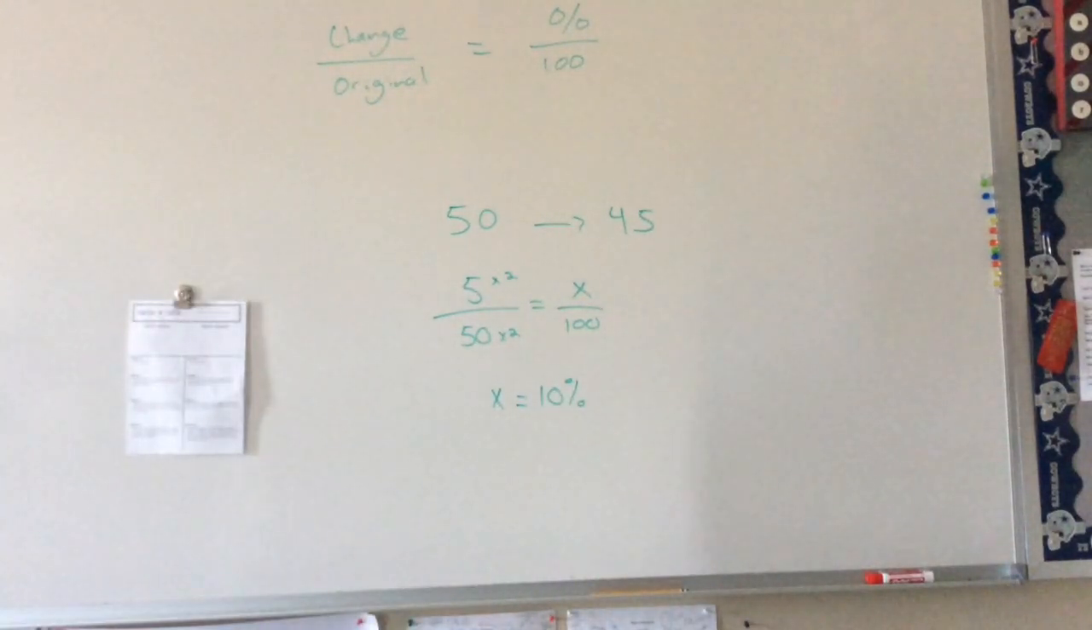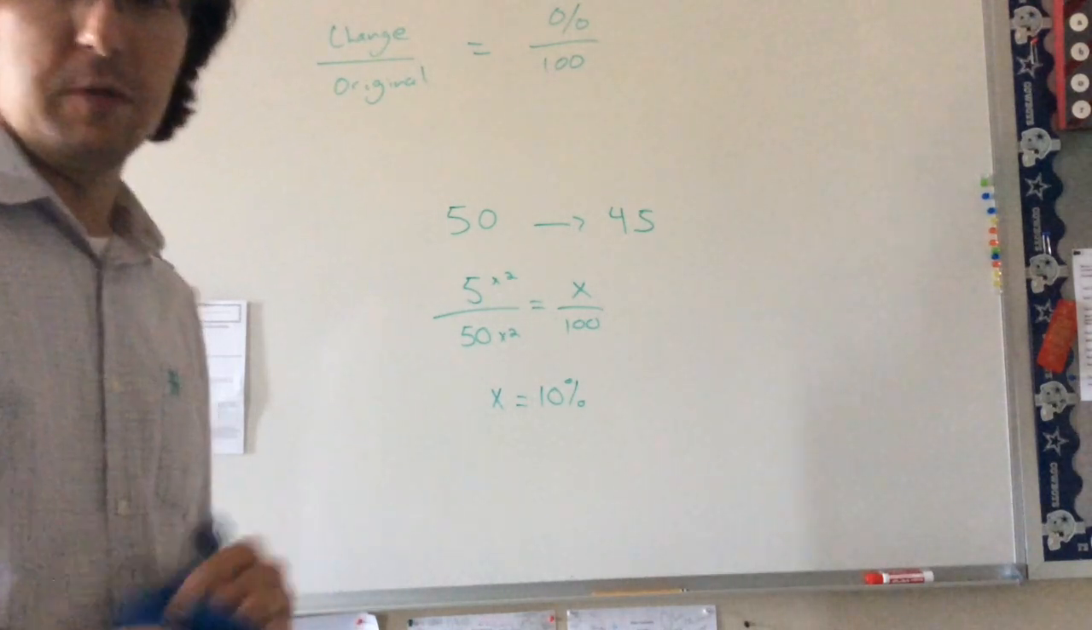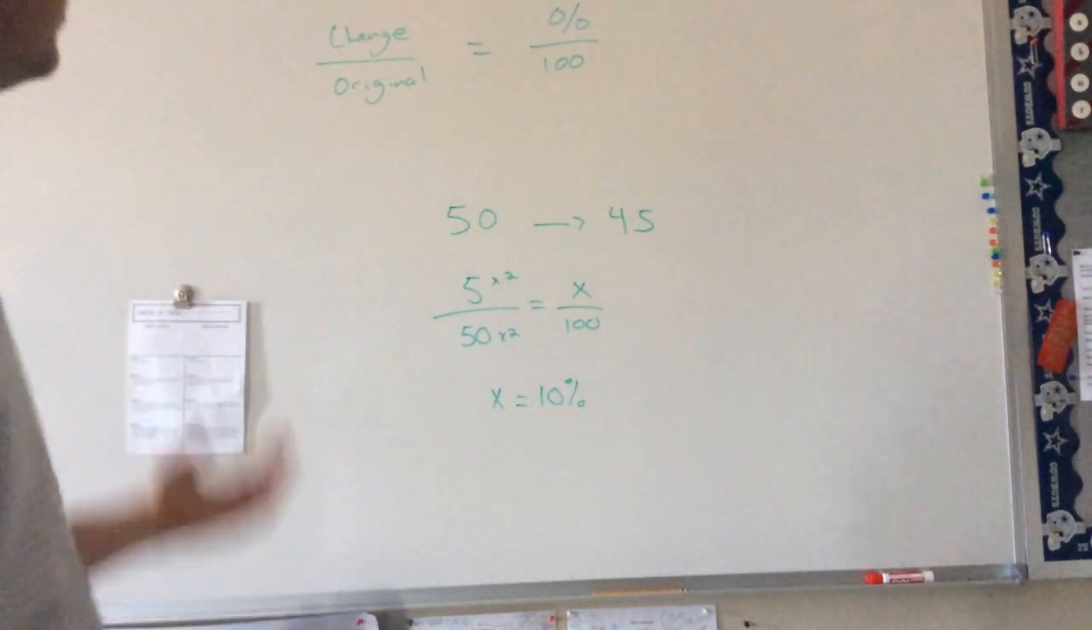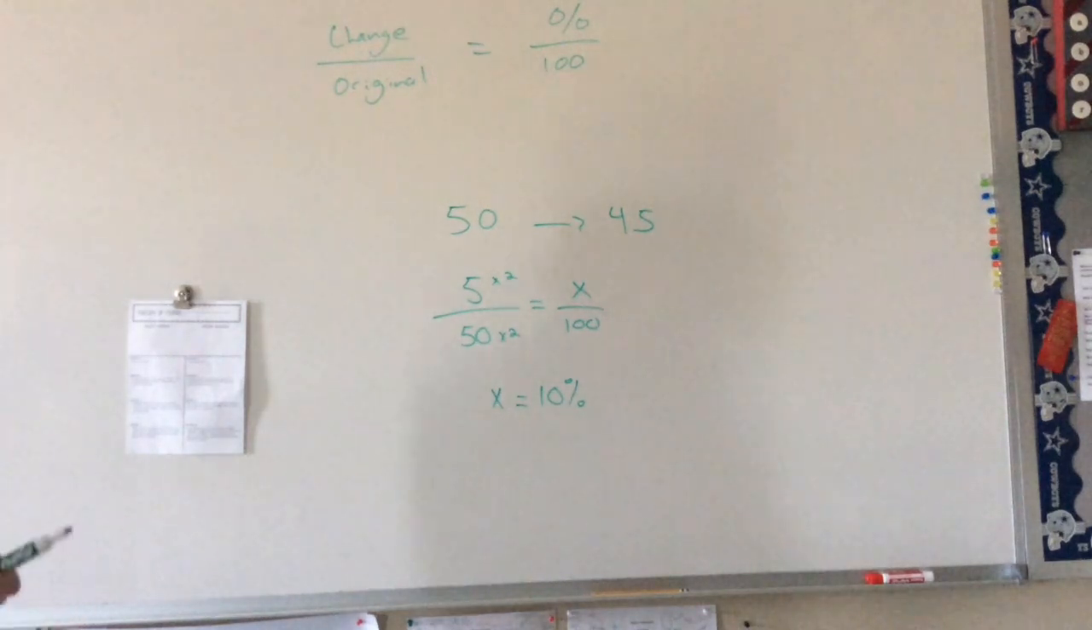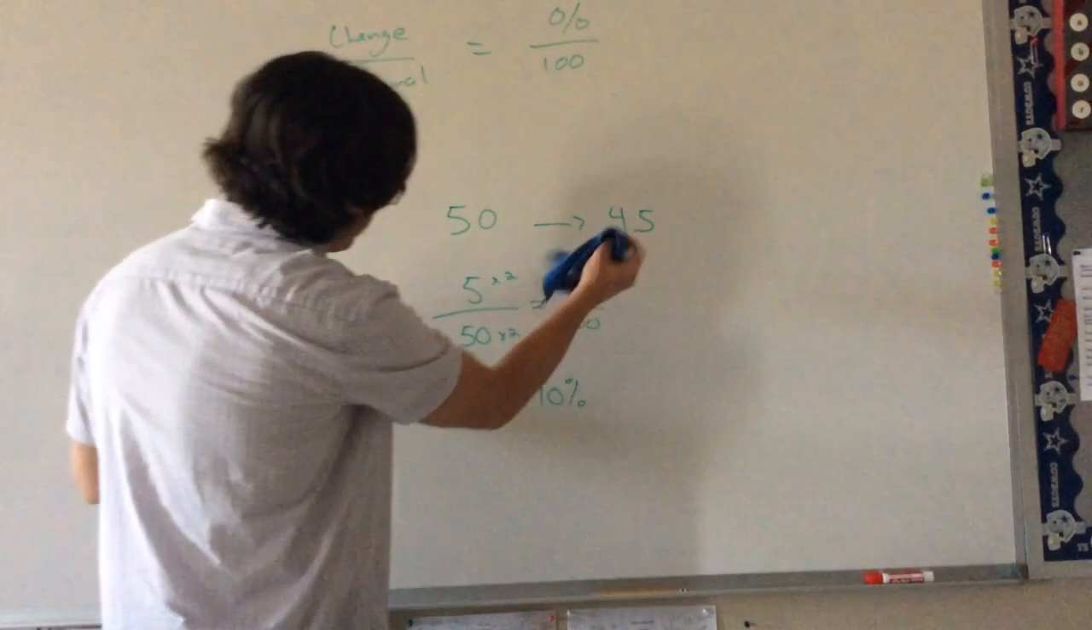So if we went to the store and a video game was on sale for $45, originally 50, that means it is a 10% discount of that, which 10% of 50 is 5, so that's logical.